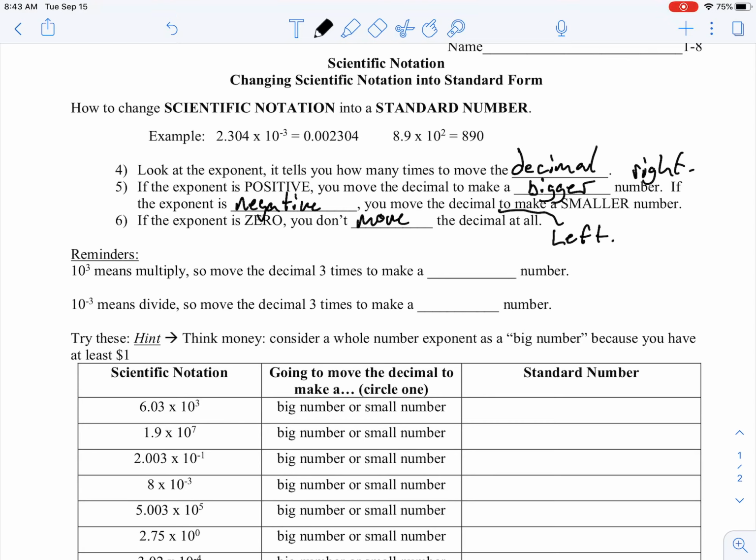We saw that on an example yesterday. So 10 to the third means multiply, so we are moving our decimal 3 times to make a bigger number. We would be moving it 3 times to the right. 10 to the negative 3, excuse me, means divide. So we would be moving our decimal 3 times to the left to make a smaller number.